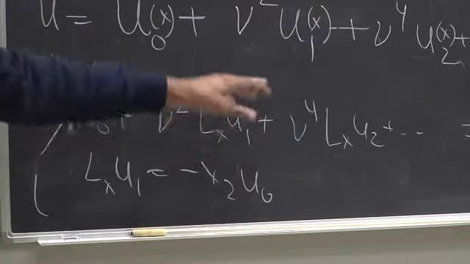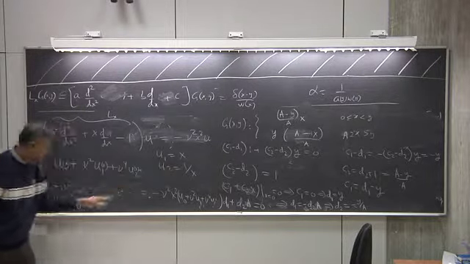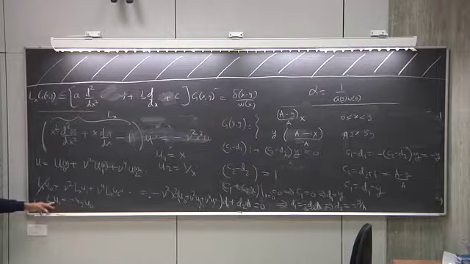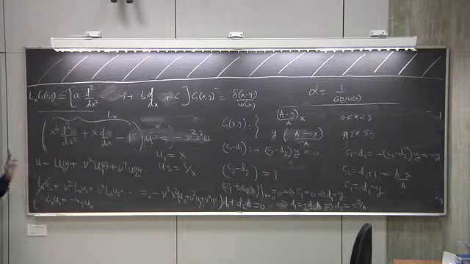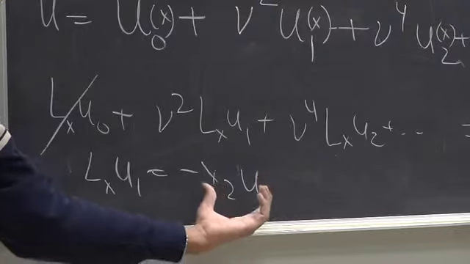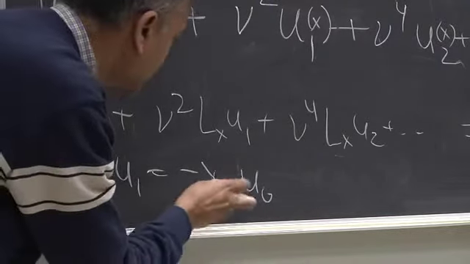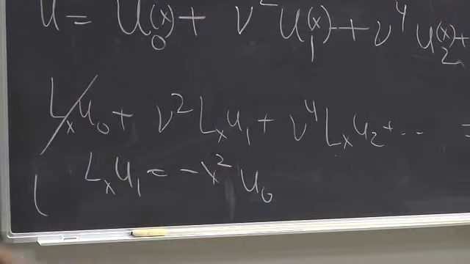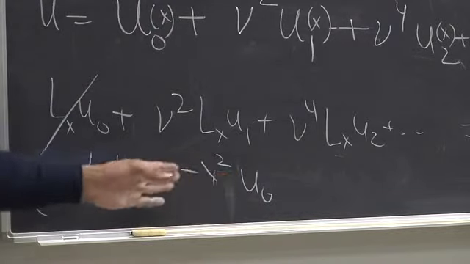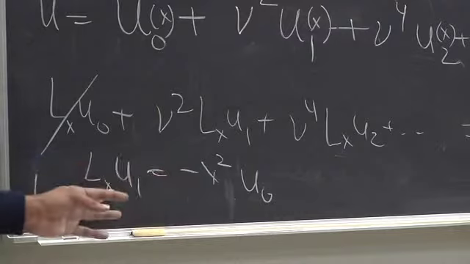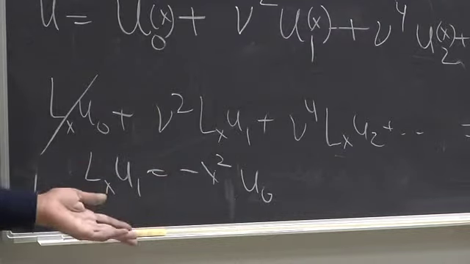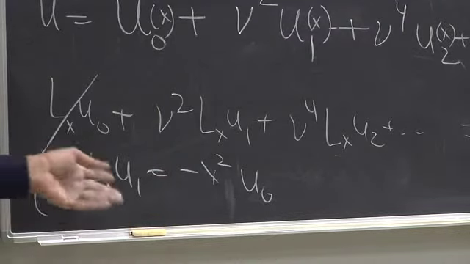Now u naught you already know, it's the particular linear combination of that. You plug that in here, then this becomes an inhomogeneous equation for u1, where the right hand side is a known function, because u naught you already know. So then you can use the Green's function to compute u1, if you can construct the Green's function. Then you know the u1.